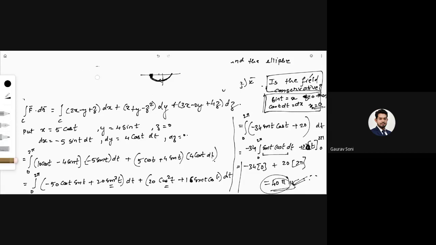So I'll make the statement here as: the work done is non-zero. Vector field is not conservative.